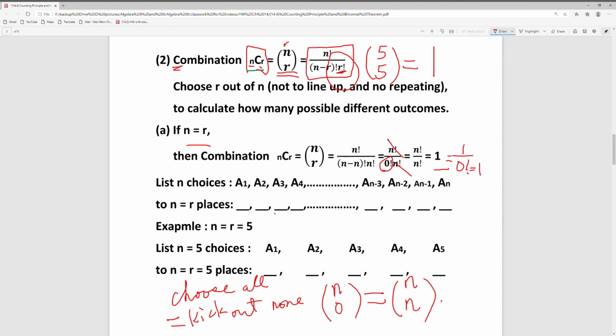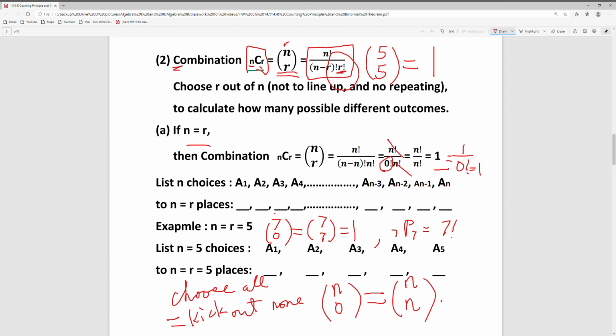Okay, so for the combination, there's one extra piece of information. For permutation, 7 choose 7 is 7 factorial. But for combination, 7 choose 7 is 1, just by concept. And it's the same as 7 choose 0. By concept, without calculation, you can easily answer the question. So that's a very important concept for you.